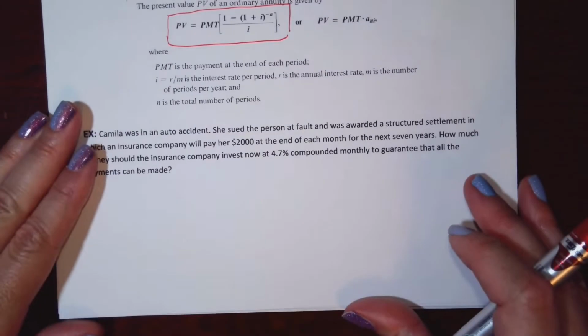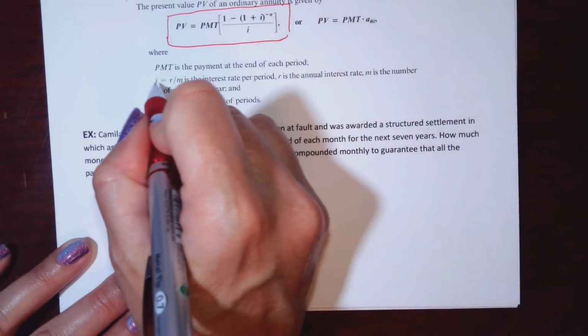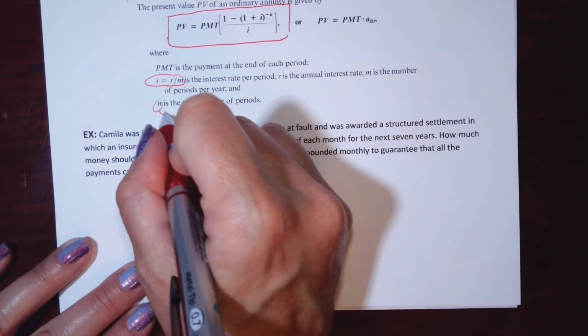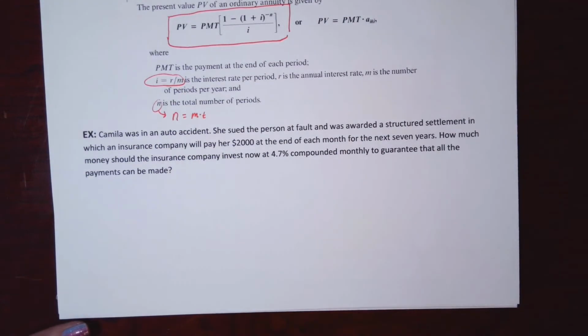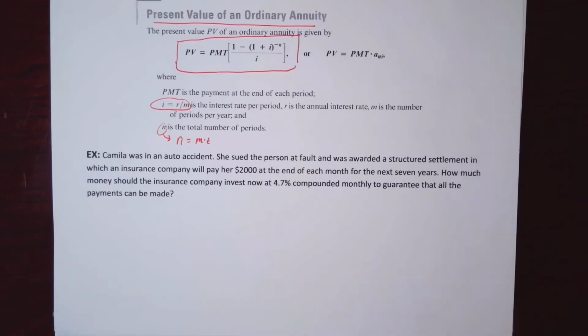Okay, so here we go. Nothing else has changed. I is still R over M. N is still my total number of payments, and N is still M times T. So all of those pieces of information that are part of the formula are the same.